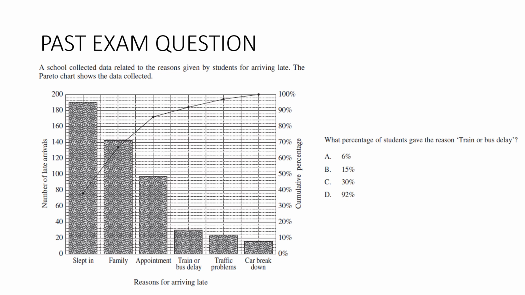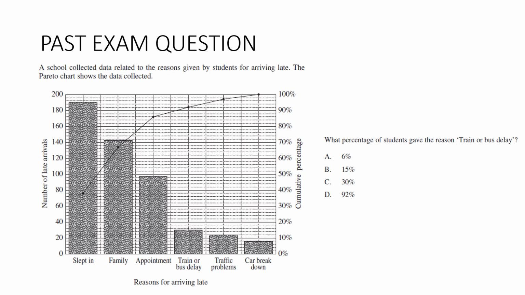So let's finish off with a couple of past exam questions. I should mention that Pareto charts are part of the common content. So anytime they appear in the HSC, it's probable that they are in both papers, advanced and standard. So it'll be one of those questions where they use it to distinguish between the two cohorts.